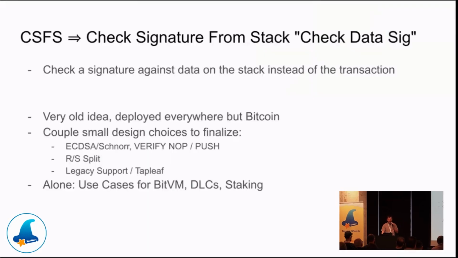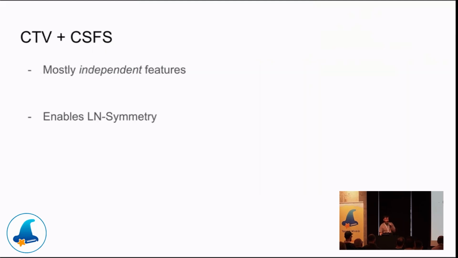Alone, it has use cases for like BitVM, DLCs, and staking kind of things. Together, there's not that much more that you get, except for one thing that we really care about, which is LN symmetry. But largely, these are independent changes. Together, they do one really important type of feature, which we'll talk about a little bit later.